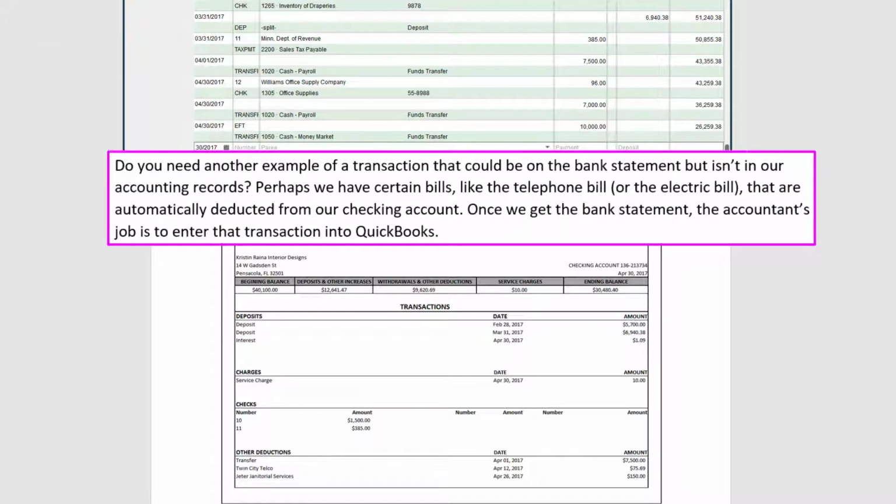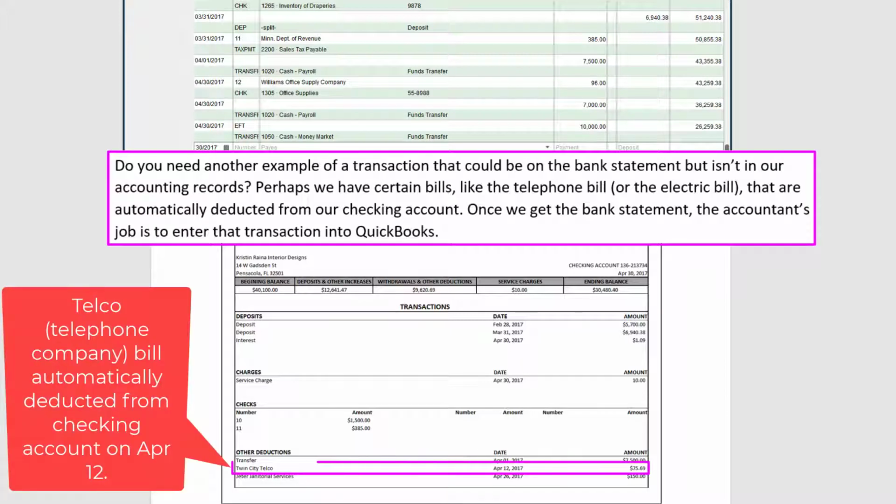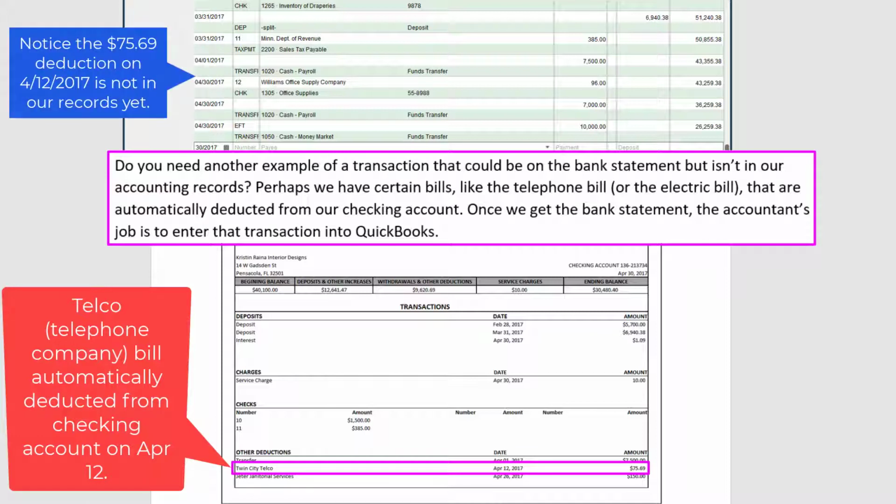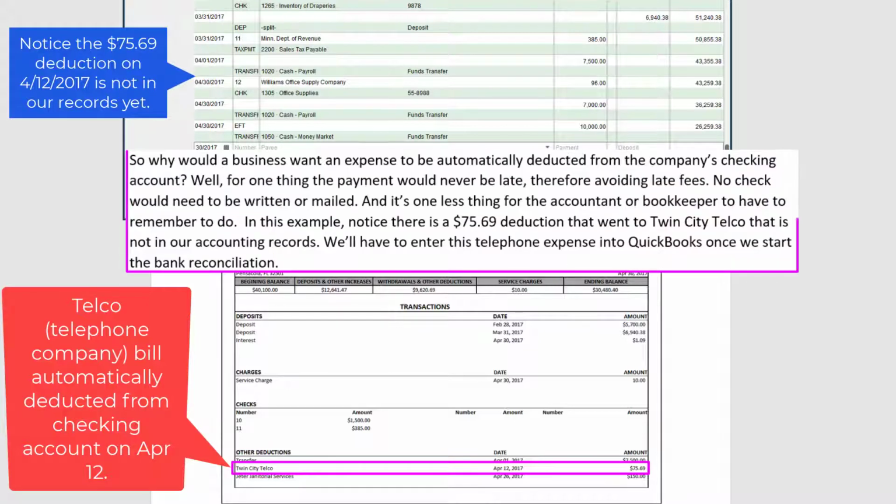Do you need another example of a transaction that could be on the bank statement but is not in our accounting records? Perhaps we have certain bills, like the telephone bill, that are automatically deducted from our checking account. Once we get the bank statement, the accountant's job is to enter the transactions into QuickBooks. So why would a business want an expense to be automatically deducted from the company's checking account? Well, for one thing, the transaction would never be late, therefore you would be avoiding late fees. Also, no check would need to be written or mailed, and it's one less thing for the accountant or bookkeeper to have to remember to do.